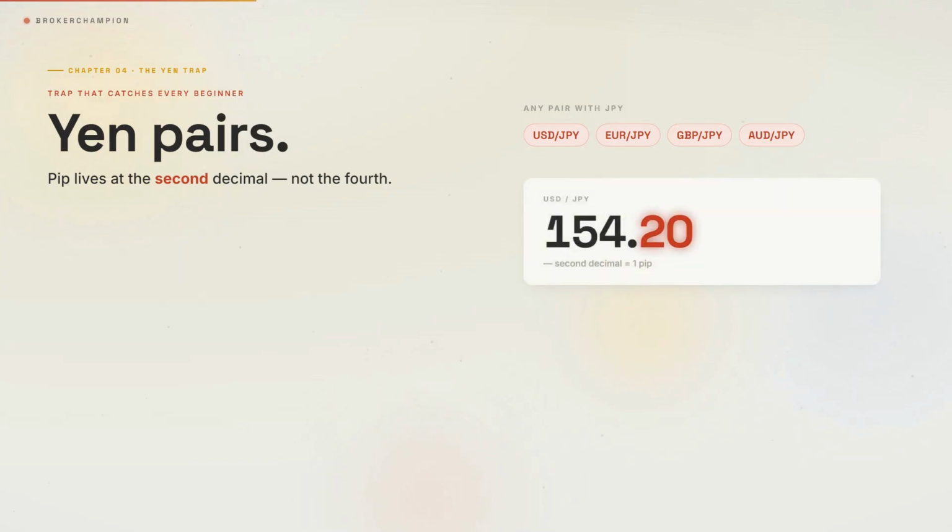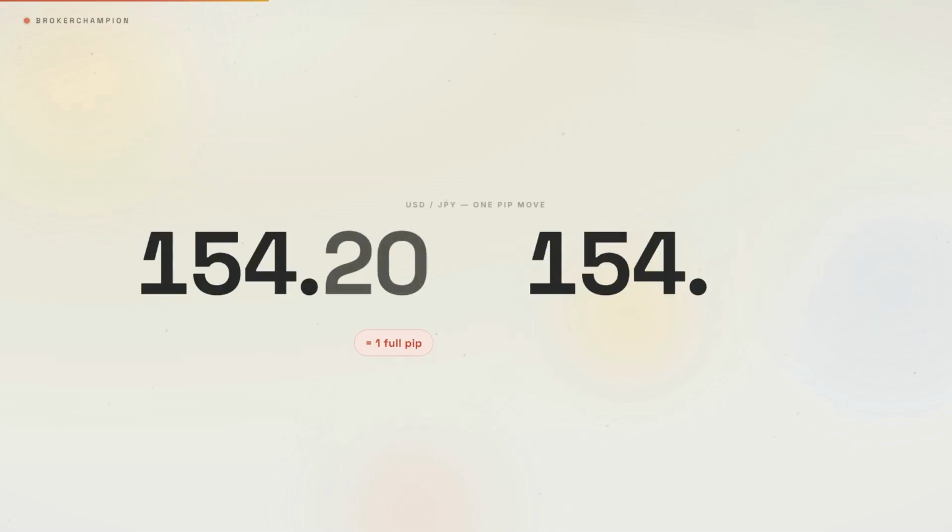Now the trap that catches almost every beginner, yen pairs. Any pair with JPY in it, USD/JPY, EUR/JPY, GBP/JPY, AUD/JPY, the pip lives at the 2nd decimal place, not the 4th. USD/JPY moving from 154.20 to 154.21, that's 1 full pip. The pipette on yen pairs sits at the 3rd decimal.